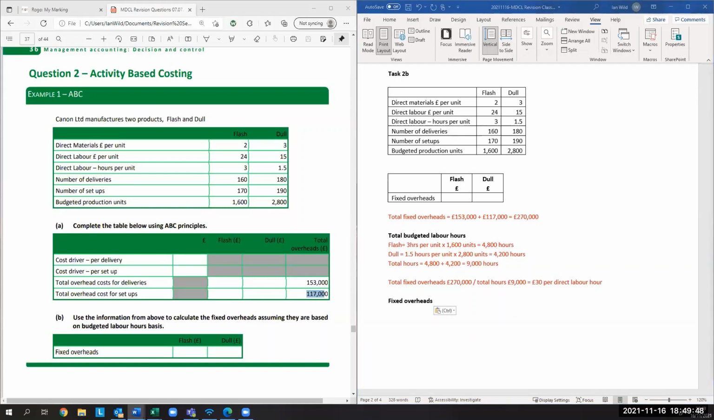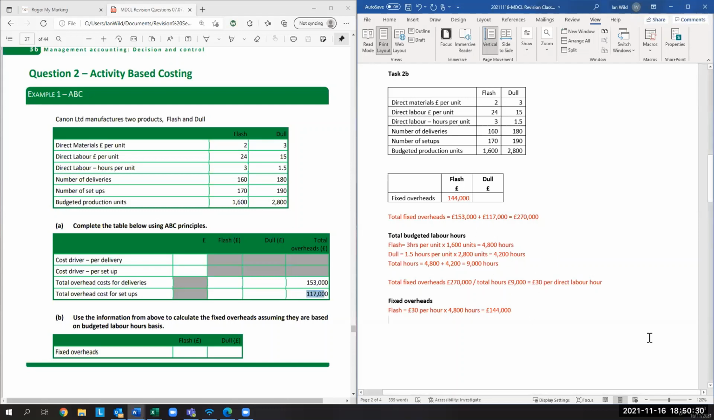Okay, brilliant. Let's do Flash first. Okay, so we know that the direct labour hours are £30 per hour. What we now need to do is have a look back and see how many hours. So £30 per hour, but then we just look back and see what we worked out. 4,800 hours. So if we times our £30 by 4,800 hours, that will bring us to £144,000 for Flash.